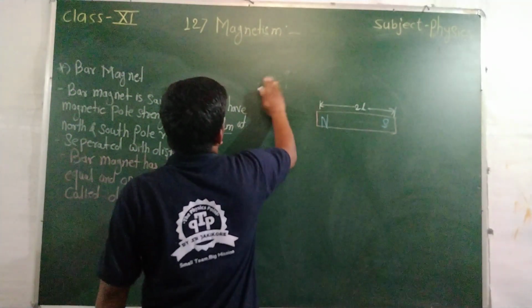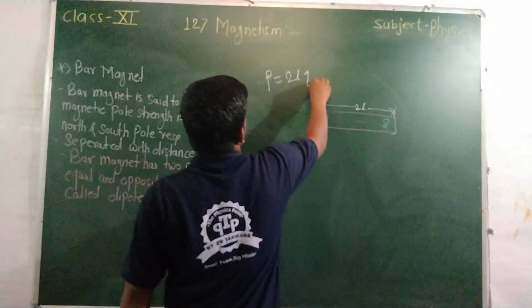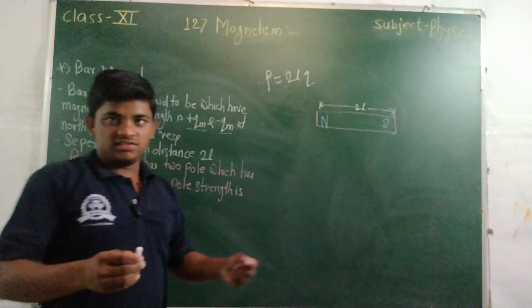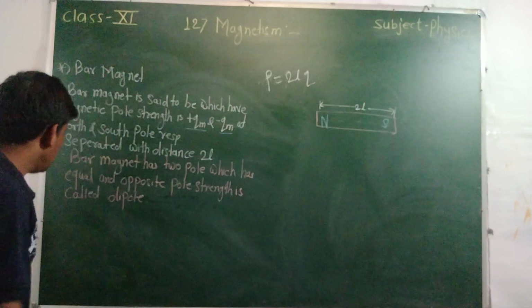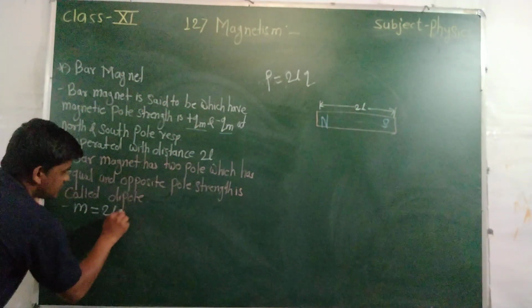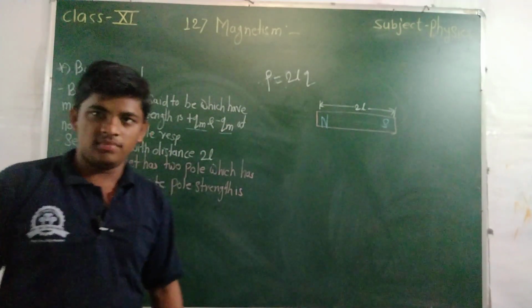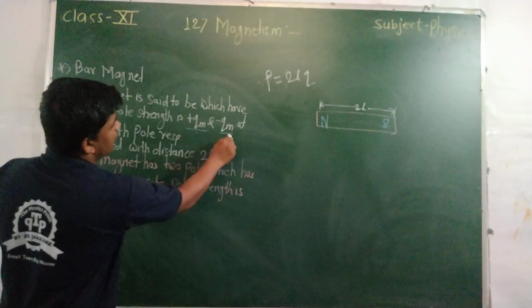In the previous topic, this is the magnetic dipole moment. The electric dipole moment P is equal to 2L into Q. Q is the charge and 2L is the length between the two different charges, positive and negative. But the magnetic dipole moment M is the same here, with the Qm plus and minus.